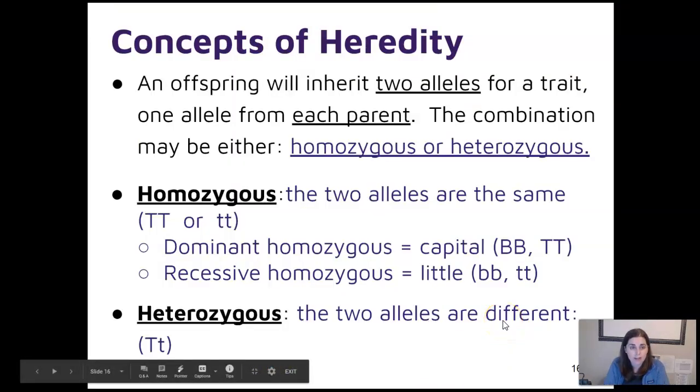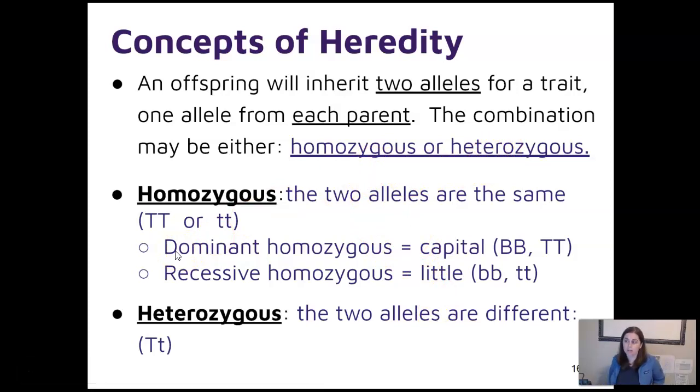Concepts of heredity. An offspring will inherit 2 alleles for a trait, 1 allele from each parent. The combination may be either homozygous or heterozygous. And now we're going to talk about those 2 terms, because this is what we will use pretty much exclusively. We won't use pure pair or hybrid. Well, hybrid you'll see, and you'll have to know that hybrid is heterozygous. But homozygous means the 2 alleles are the same. You either have 2 dominant or 2 recessive.